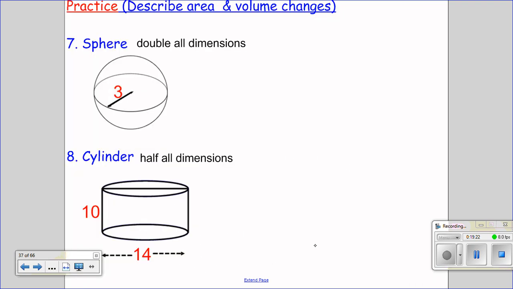So you're going to take this sphere and this cylinder and do the same thing. Compare the dimensions and describe the changes of area and volume. For the sphere and the cylinder, only calculate the surface area. Don't worry about the lateral. Do those on your own.